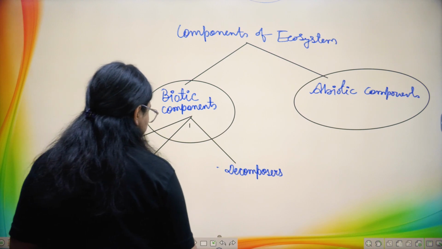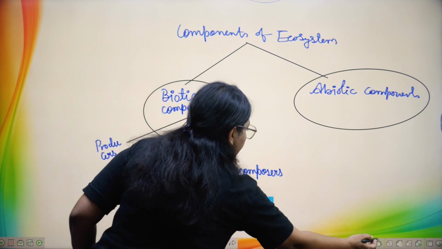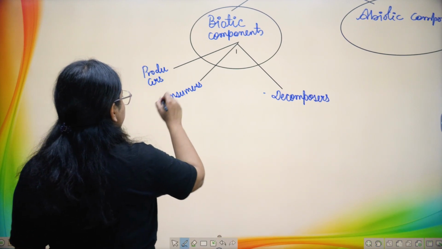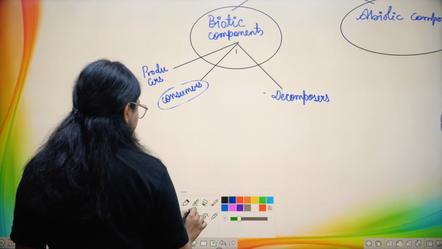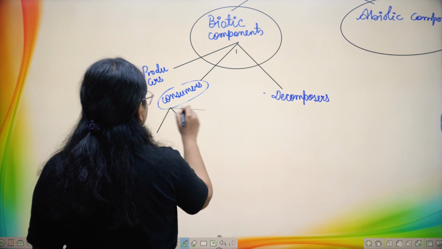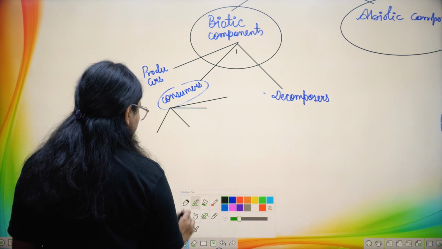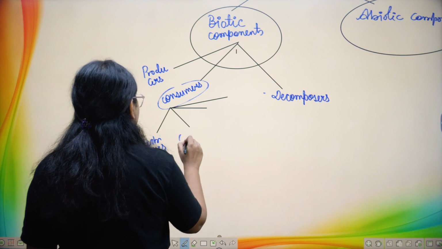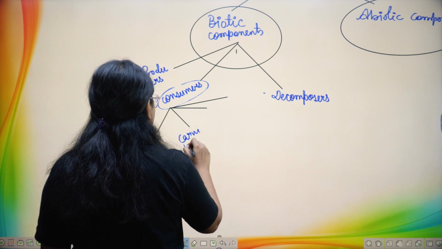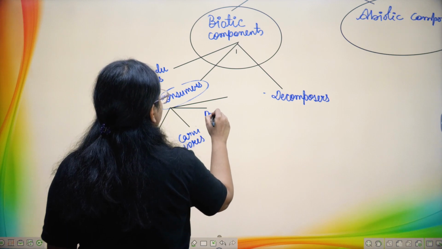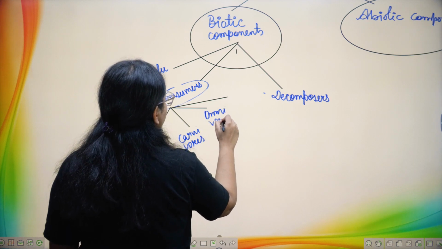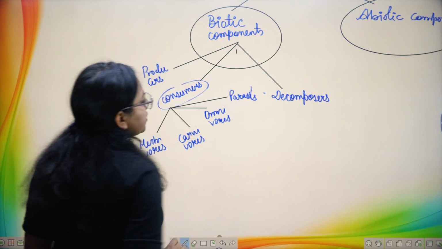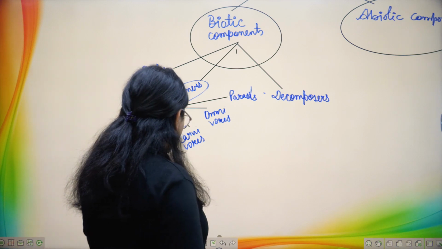Now let's understand further. Consumers will be classified further into 4 parts. 1, 2, 3, 4, okay. The 4 parts are herbivores, carnivores, omnivores, and parasites. I hope it is very clear to you, okay.